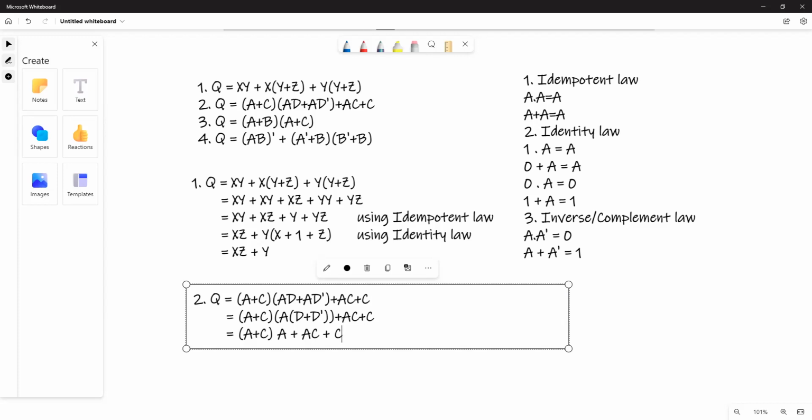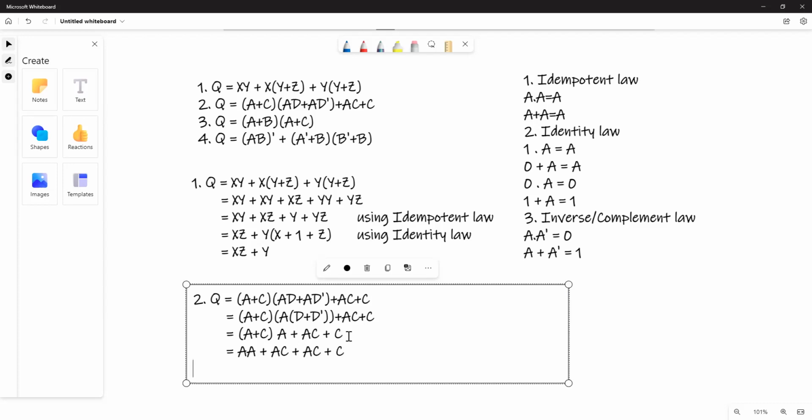Right, this is good. Your answer is correct. From this, what I can do, I can multiply A dot A. So we will have AA plus AC plus AC plus C. So A dot A, we know it's A, plus AC, we know it's AC plus C.